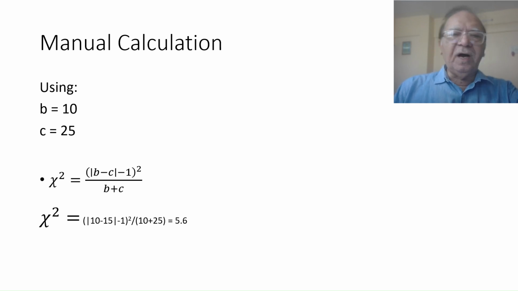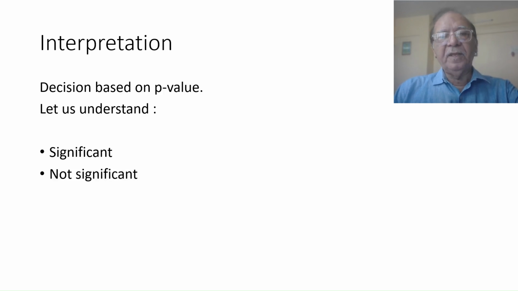Now, if you want to calculate the p-value, you can use an Excel sheet using the command CHISQ.DIST.RT. Within the brackets you put the chi-square statistic and the degrees of freedom to get the p-value, if you are doing it manually.